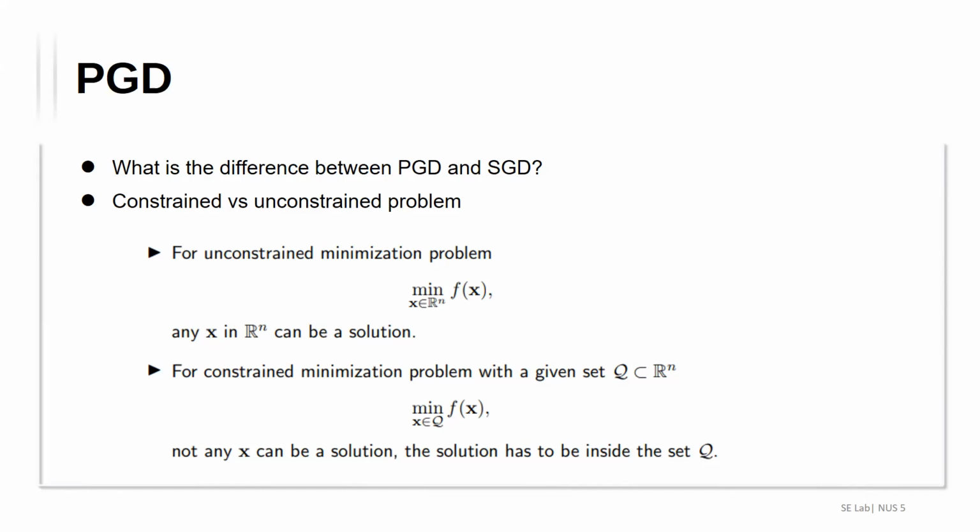And for the constrained minimization problem, the setting is basically all the same, except that we put a constraint on x, so x can only come from a given set Q, which is a subset of n-dimensional space.